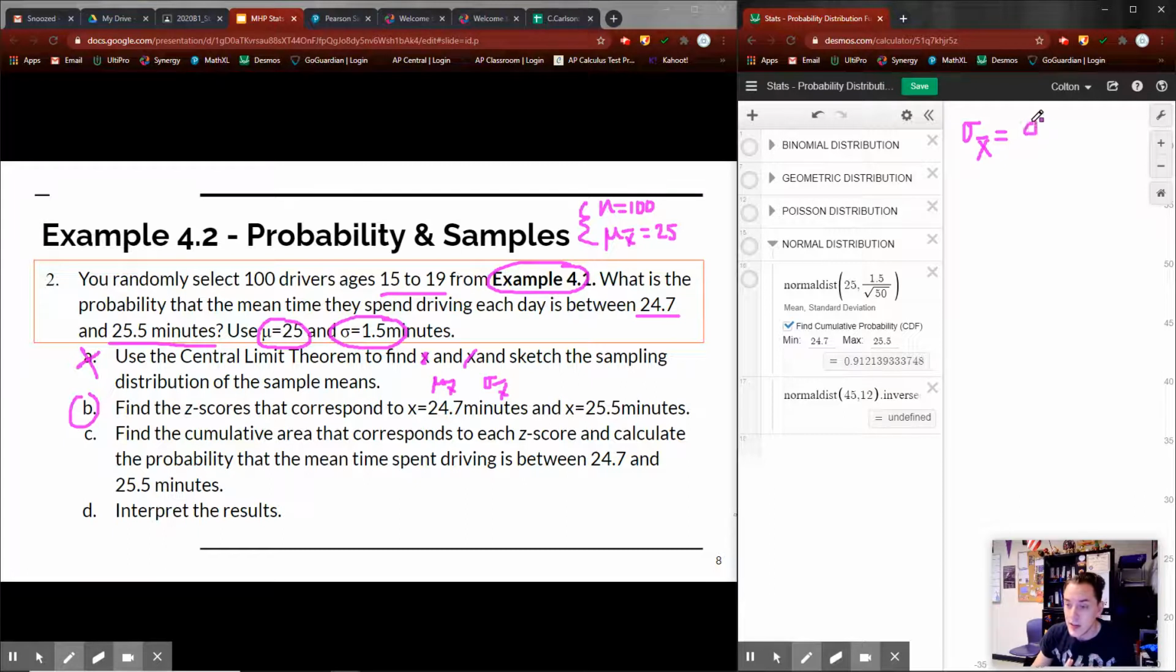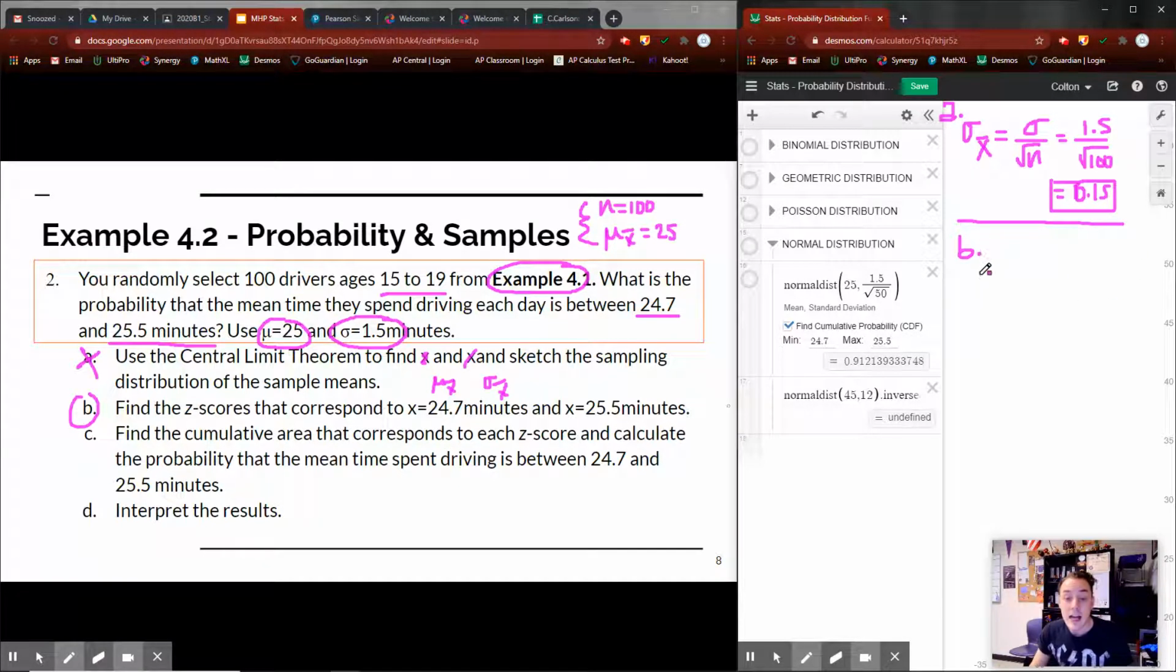That is going to be my population standard deviation all over radical n. My population standard deviation is still 1.5, and then my new radical n is radical 100. So this will actually equal 0.15. So, nice and crisp. I need to know my sample standard deviation, my sample mean, and I also need to know my n value. So now, since we know that, we can go to B. If you want to call this A, technically I guess it's A. We just don't have the graph for it, and I'm not going to do the graph.